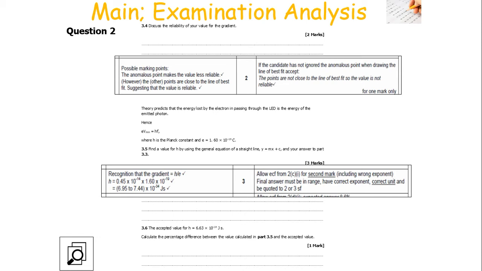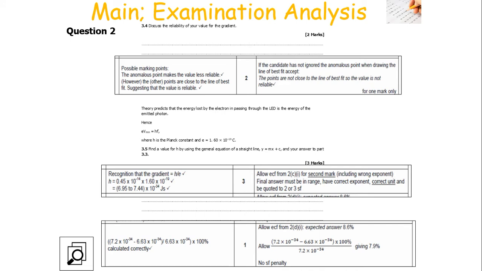Now the next question says the accepted value, like I mentioned before, is 6.63 times 10 to the minus 34 joule seconds. Calculate the percentage difference between the value you calculated in 3.5 and the accepted value. So what you would do is you would find the difference in the two values.